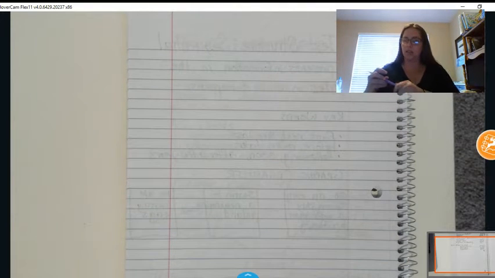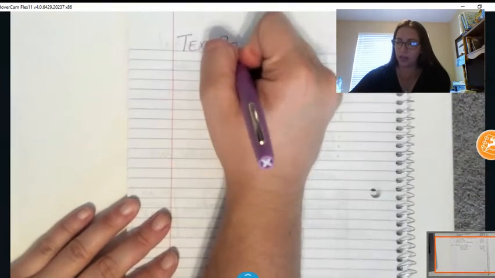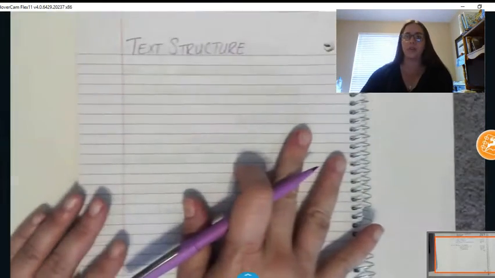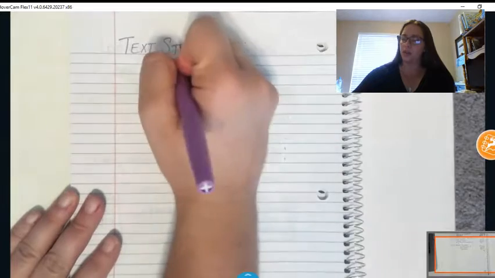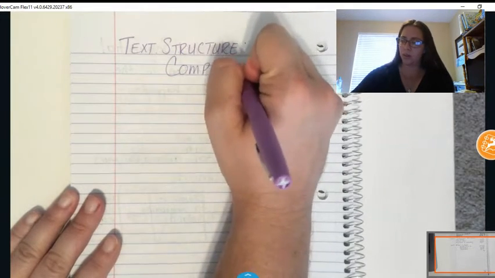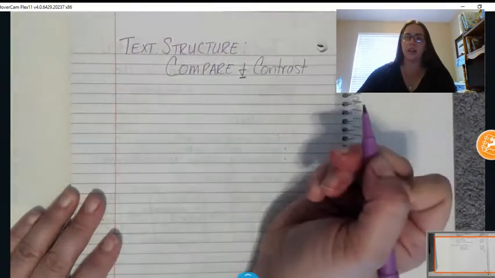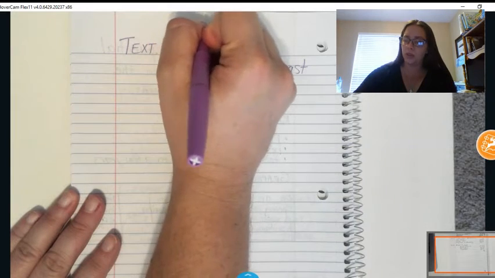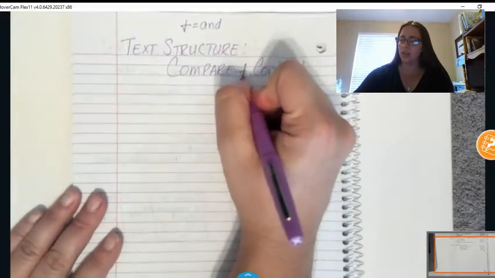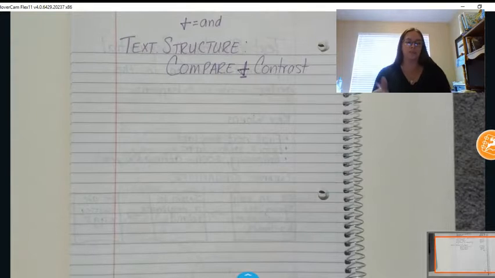Now we're going to title text structure. And I'm going to have to write this a little small, because I'll move it over just a little bit. We are using compare and contrast. And those are very long words. In case you forgot, this little upside down 4 that I do right here, this is my shorthand for and. So if I don't want to write all 3 letters and I'm writing really fast, I'll do that upside down 4. That just tells me that it's a symbol for the word and.